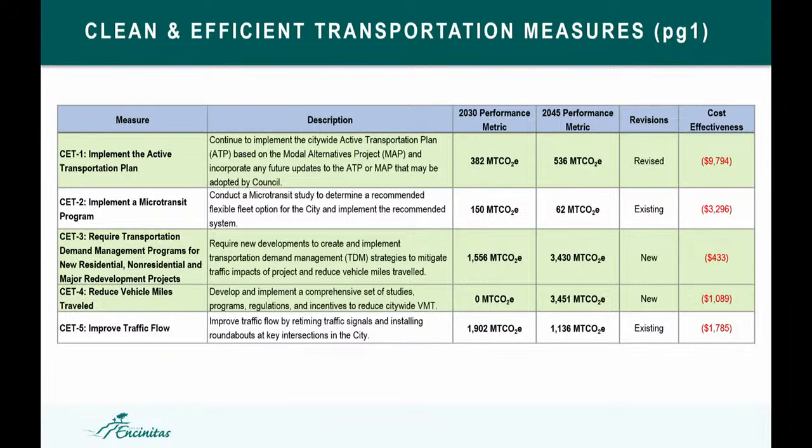Measure CET4 seeks to see a citywide reduction in vehicle miles traveled by 2045 by developing and implementing a comprehensive set of studies, programs, regulations, and incentives as directed by the future circulation element update. And this measure does not have any performance metric for 2030, as implementation is anticipated to begin after 2030. Measure CET5 is an existing measure in the 2018 Climate Action Plan, and this seeks to improve traffic flow so as to reduce greenhouse gas emissions associated with idling and traffic. And the CAP calls for traffic signal retiming and installing roundabouts to do so.